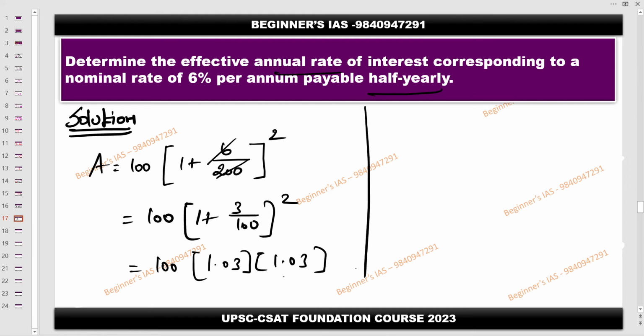Anybody calculate quickly. 13 into 1, 13 into this one, isn't it?